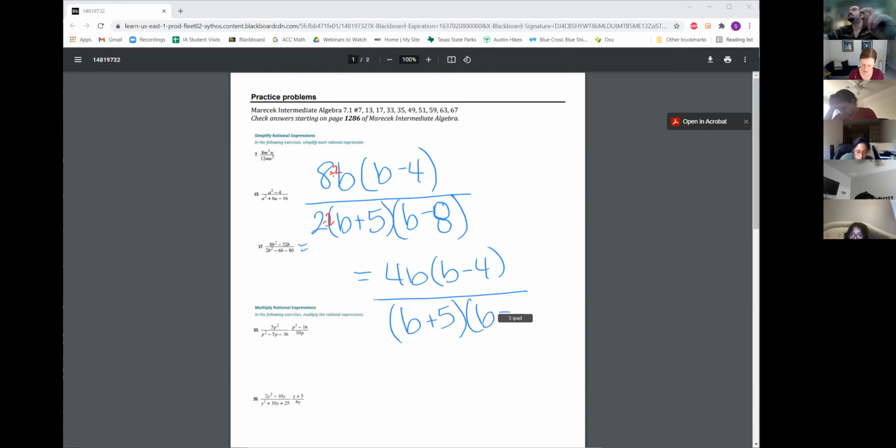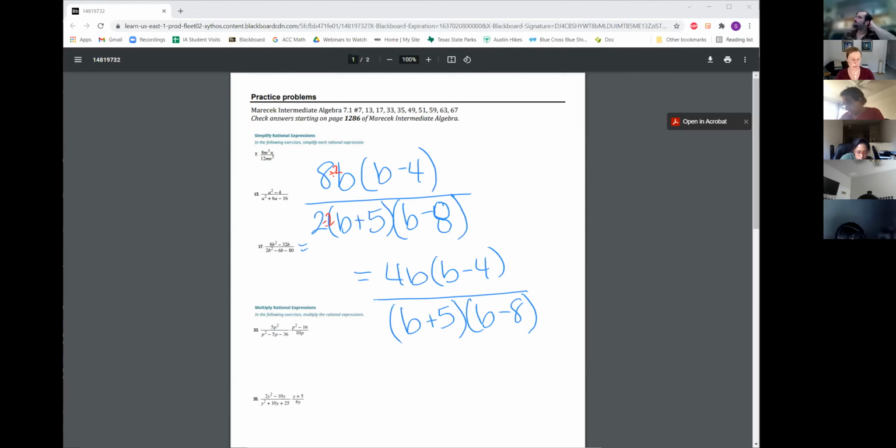Is this what everyone got? No, I don't think so. I'm a little surprised nothing's canceling. What did you cancel? Oh, I just canceled the common factor of 2. So that left me with 4b, b minus 4 in parentheses on the top, and on the bottom, b plus 5 in another parentheses, b minus 8.